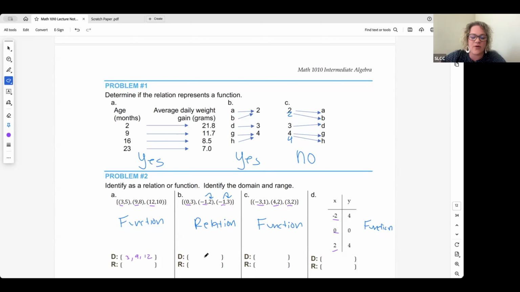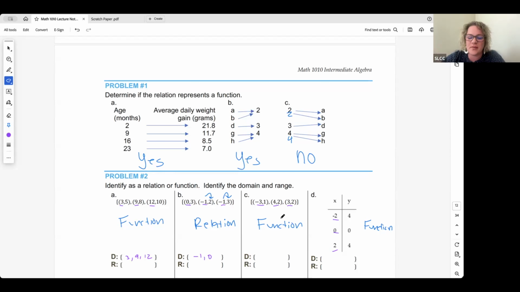0, -1, -1. So you would list -1, 0. Remember, the math nerds love order. So just follow that number line from left to right when listing your domain and range. Look, there are 2 -1s. Do I need to write it twice?